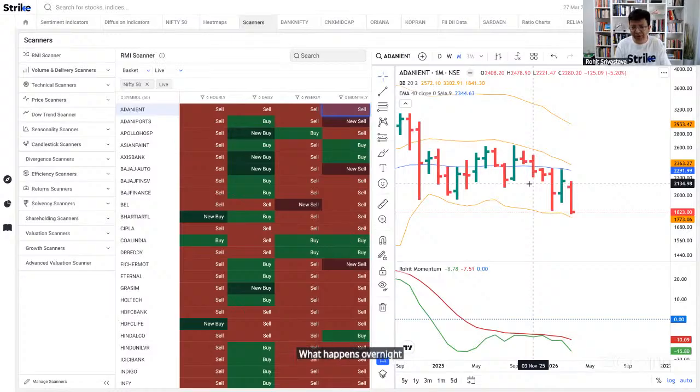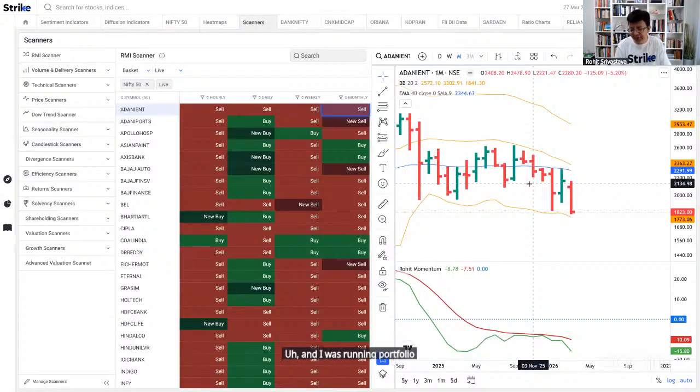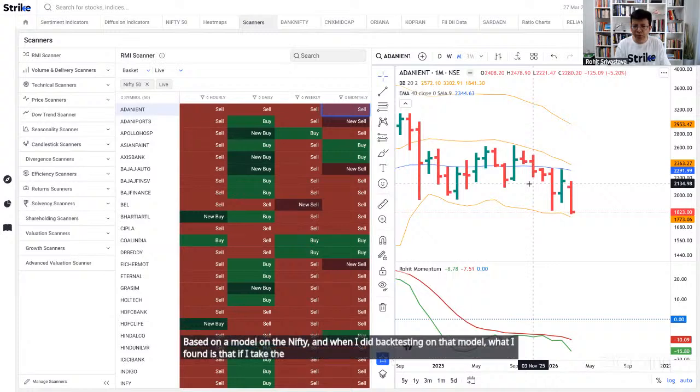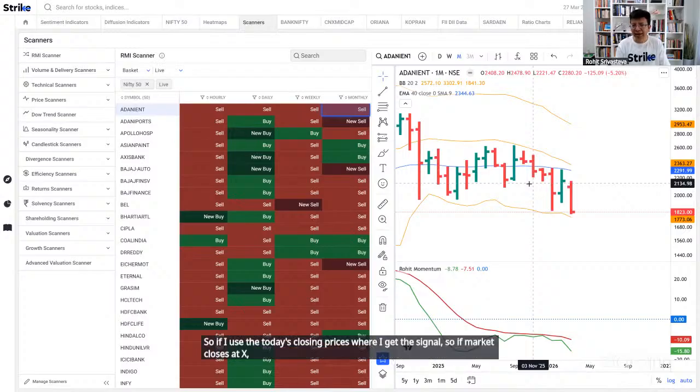Say, for example, I was running a long short fund at Sharekhan. I worked there for 18 years, for those of you who don't know. And I was running portfolio management services since 2006 based on a model on the Nifty. And when I did backtesting on that model, what I found is that if I take the execution price as the closing price of today, so it used to give buy sell signals on daily prices. So if I use today's closing prices where I get the signal, so if market closes at X, then I'll get a buy or a sell.